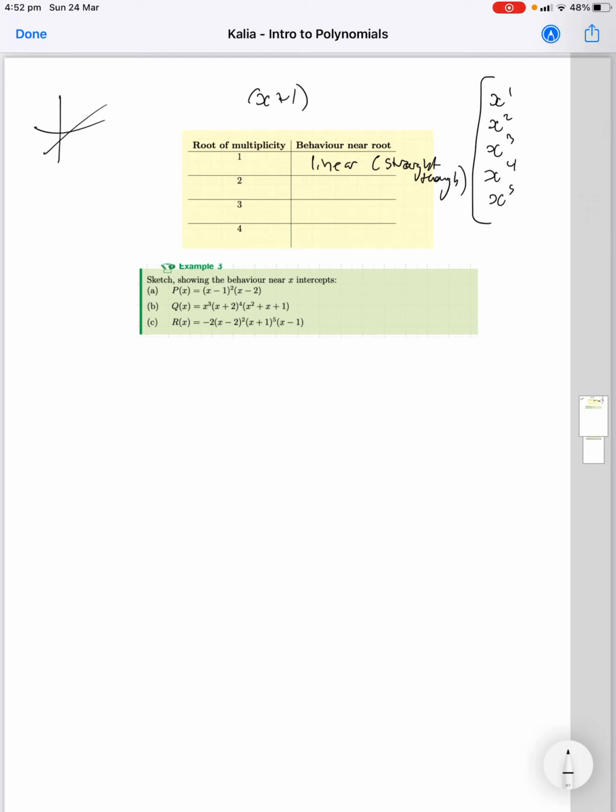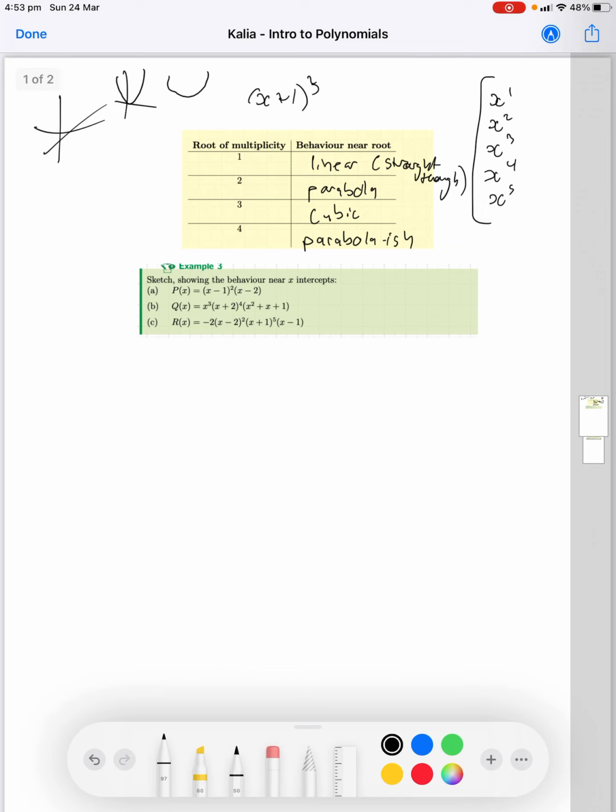If the root has a multiplicity of 2, it behaves like a parabola. If x is to the power of 3, it's going to be a cubic. And if it's to the power of 4, it's going to be parabola-ish, because it's not going to be exactly a beautiful parabola shape. It's going to have the wide rear end like that one does.